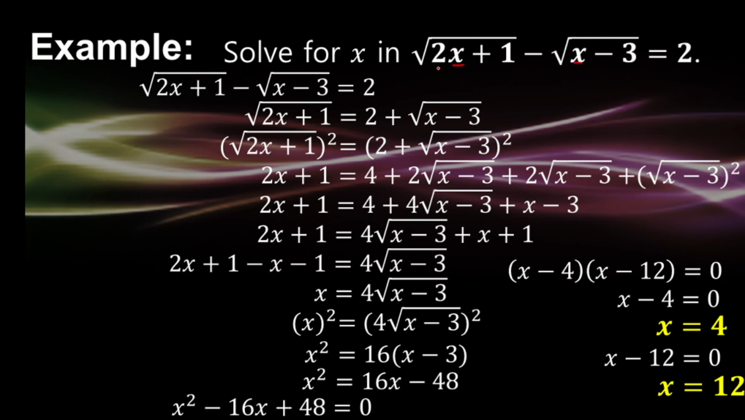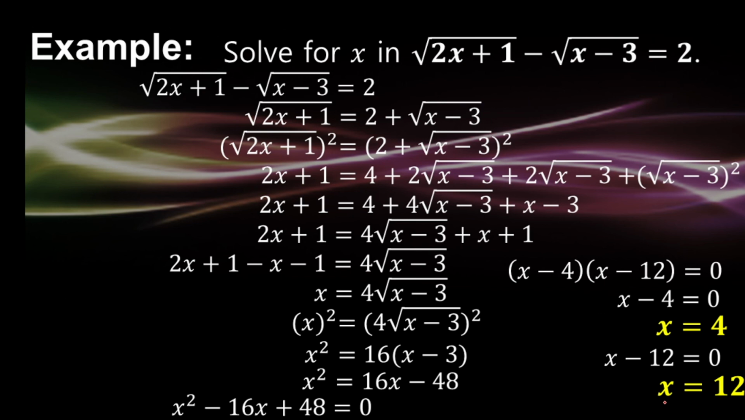So we have the square root of 2 times 4 plus 1 minus the square root of 4 minus 3 is equal to 2. So we have the square root of 2 times 4 is 8, plus 1 is 9. So the square root of 9 is 3, minus the square root of 4 minus 3, which is 1. And the square root of 1 is 1. 3 minus 1 is equal to 2. So therefore, x is equal to 4 is a real solution.